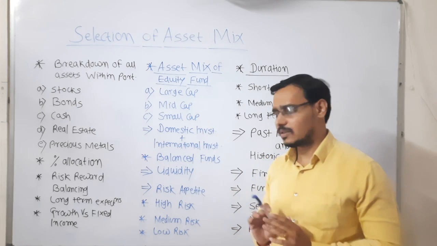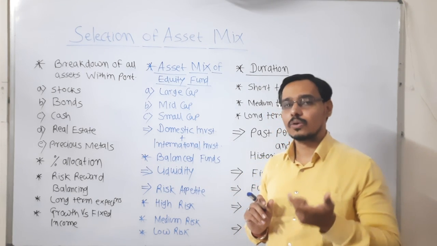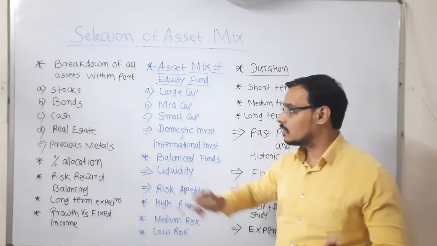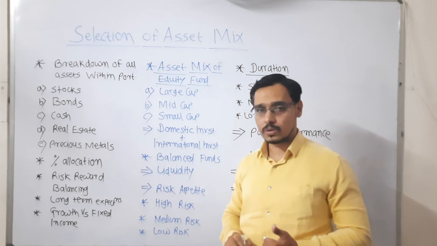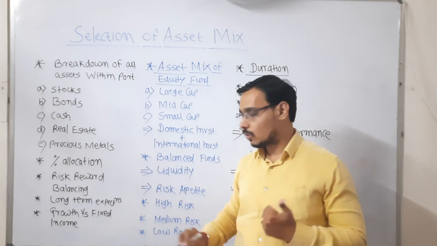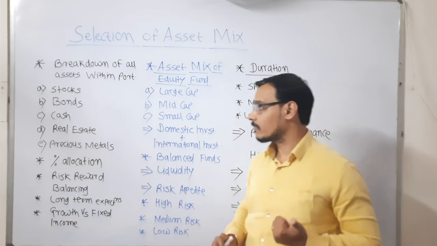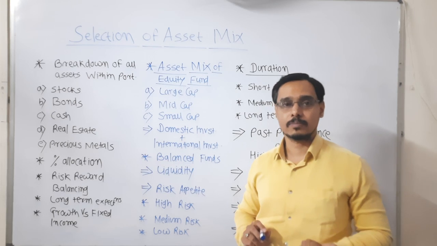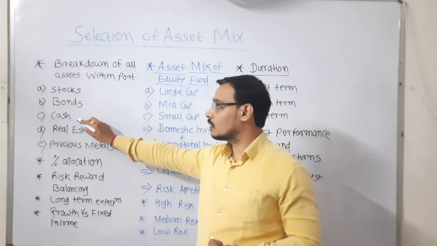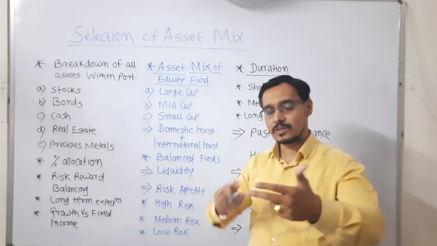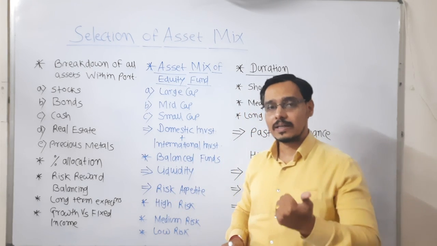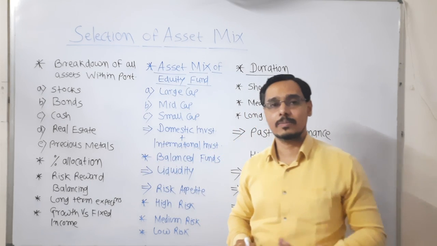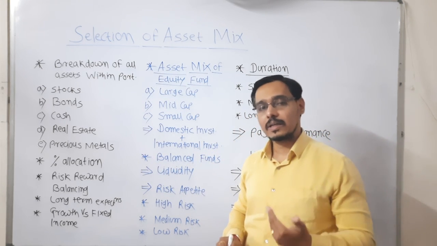If your expectations are pretty low, you should go with the conservative approach. Next, growth versus fixed income. These stocks will give you growth, real estate will give you growth, precious metals will give you growth, but bonds and cash will give you a fixed income. If you invest cash into fixed deposits, you will earn interest over it, and that will be fixed income. If you are investing into bonds and debentures, you are entitled to the interest.